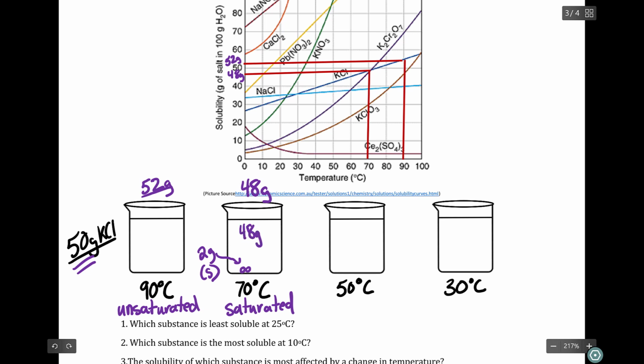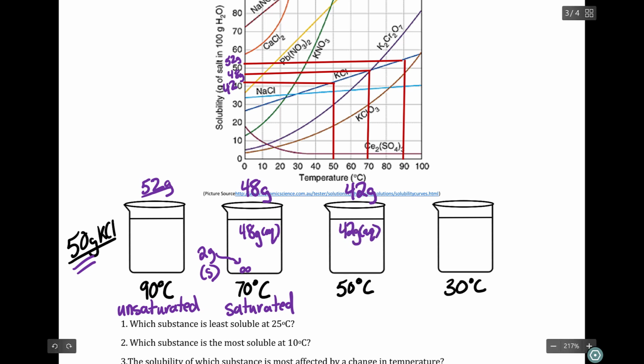48 grams would be aqueous. Okay, then I let it cool some more. I let it cool down to 50 degrees Celsius. So I go to 50, I draw a line going up, I go across, and that looks roughly around maybe 42 grams, I'm going to say. So 42 grams of KCl could be dissolved. So I have 42 grams, which is aqueous.